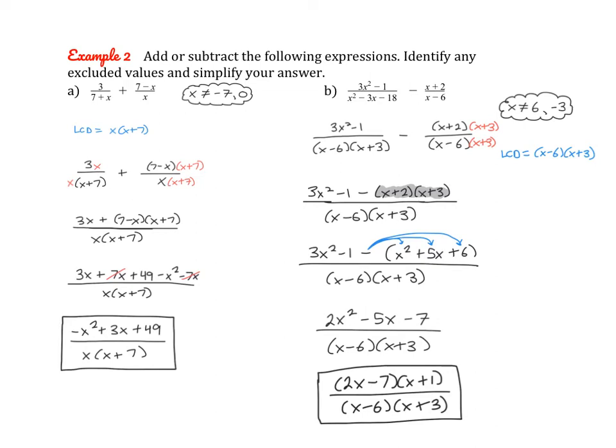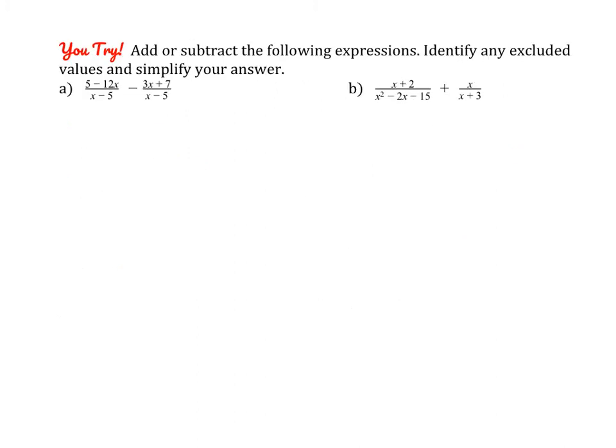So again, start by factoring if you need to, list your excluded values, and then find what your LCD is so you can change your expressions if necessary before you add or subtract. All right, so I have two for you to try on your own. So please pause the video and give them a shot, and when you're ready, hit play to check your work.